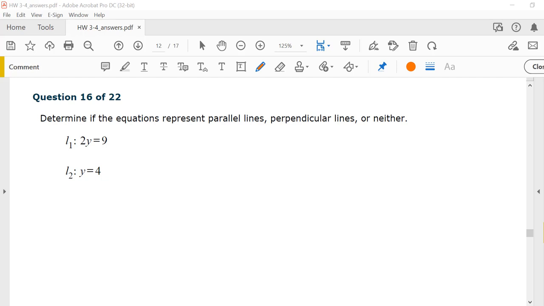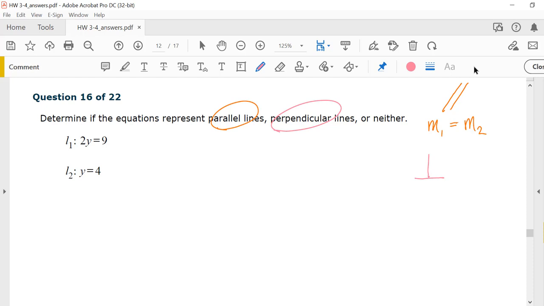Number 16, determine if the equations represent parallel lines, perpendicular lines, or neither. So aside, parallel lines, the notation looks like that. Parallel lines, the definition is that they're 2 lines that never intersect. So those 2 lines better have the same slope. So the slope of line 1 equals the slope of line 2 for parallel lines. For perpendicular lines, we draw the shorthand like this. And it means the definition of perpendicular lines are lines that intersect at a right angle. So there's a 90-degree angle there.